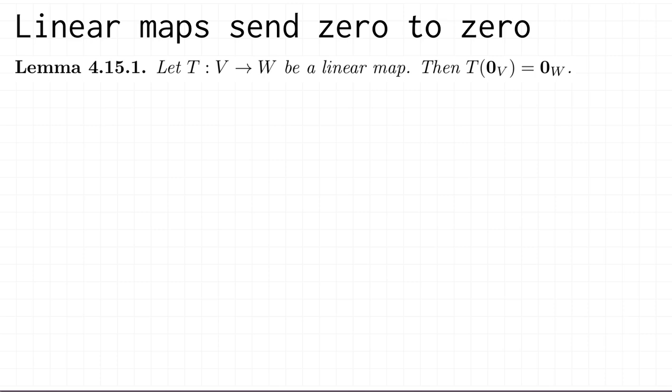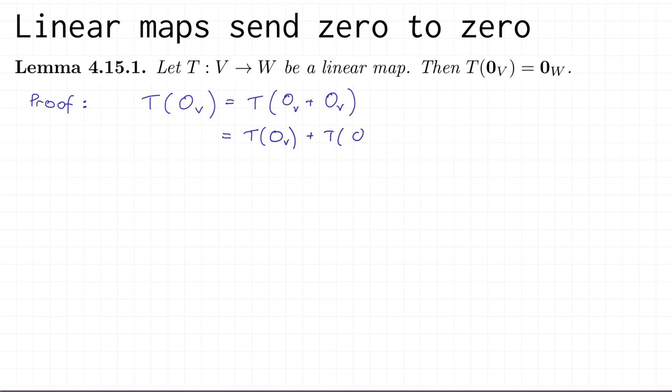So we'll do the proof, which is nice and easy. So if we look at T of the 0 vector in V, well, the 0 vector in V is the same as the 0 vector in V plus the 0 vector in V. So I'm free to write that if I like. And then I can use linearity. So the linearity condition tells me that this is the same as T of 0V plus T of 0V. Okay, and now I'm going to subtract T of 0V from both sides.